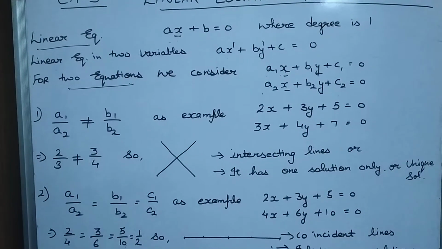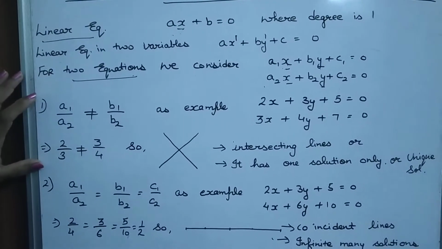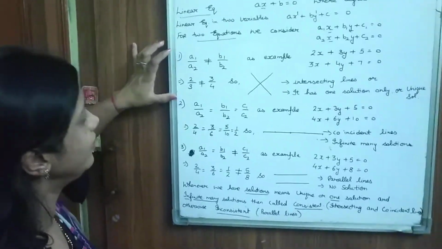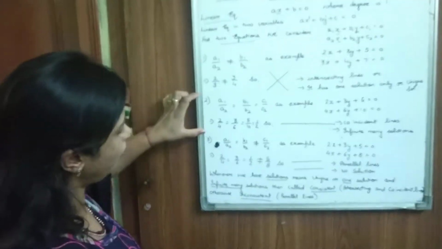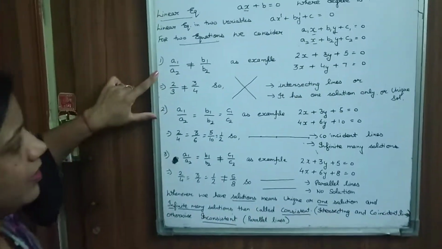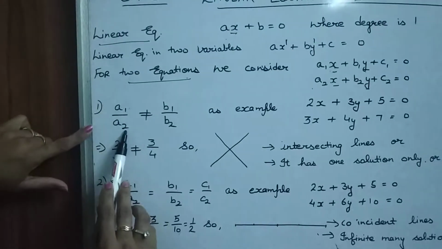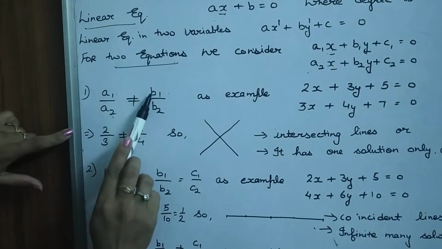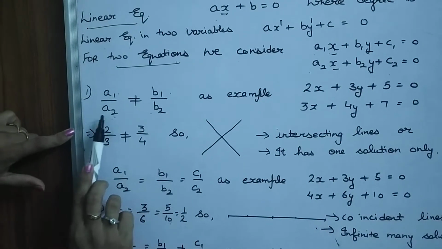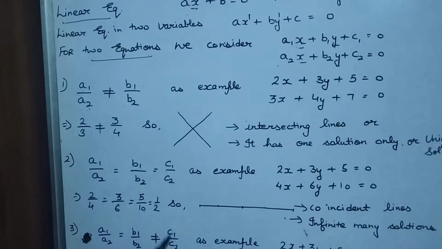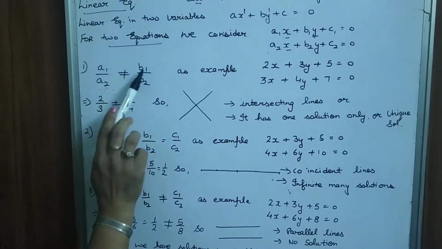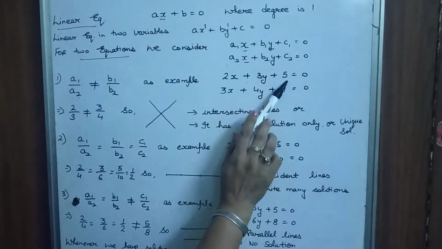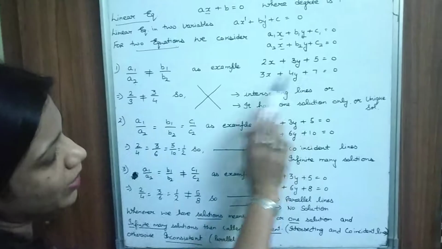Today we are going to discuss the first method, which is the graphical method. We also have the algebraic method to solve. The graphical method has three forms. The first form is when a1/a2 is not equal to b1/b2. As I have made clear, a1, a2 and b1, b2 are the coefficients of the x variable and the y variable. For example, 2x + 3y + 5 and 3x + 4y + 7.